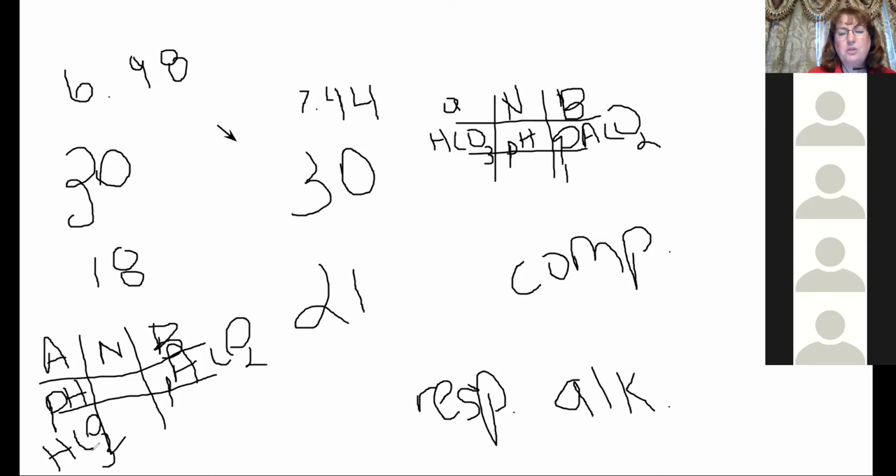Don't worry too much about the whole compensation bit because I'm almost positive I don't have a whole lot about that on there. I think when you have to figure these out, you just have to basically say if it's respiratory or metabolic acidosis or alkalosis. I'm almost positive that's how I have it.